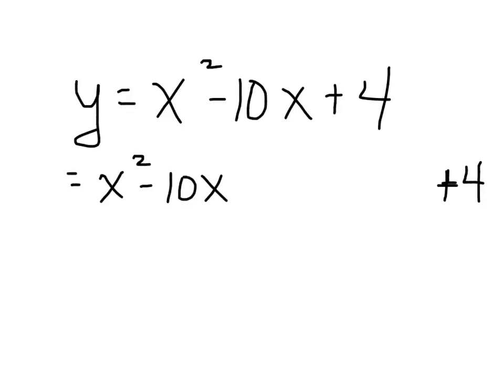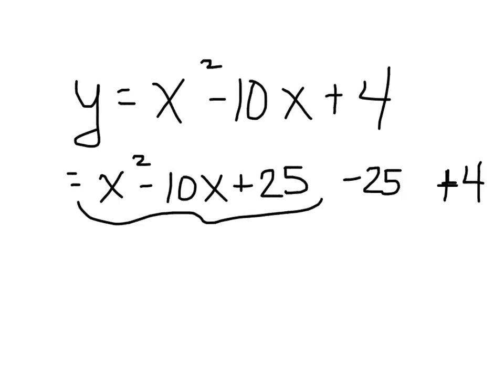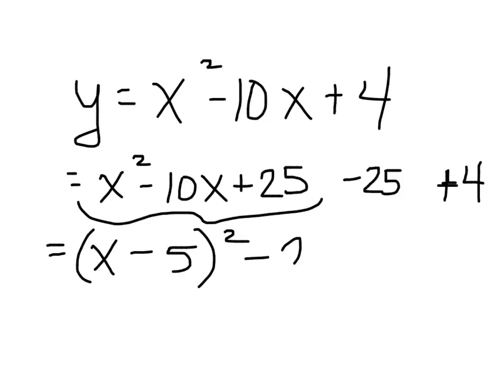Negative 5 squared? 25. So as soon as I put in a 25, I'm going to subtract the 25 also. Again, when you insert something into an equation, you have to subtract it out right away, just so that it stays balanced. Then, if you factor these three, you would have x minus 5, the quantity squared. And if you add the back group, what's negative 25 plus 4? And you are now in vertex form.